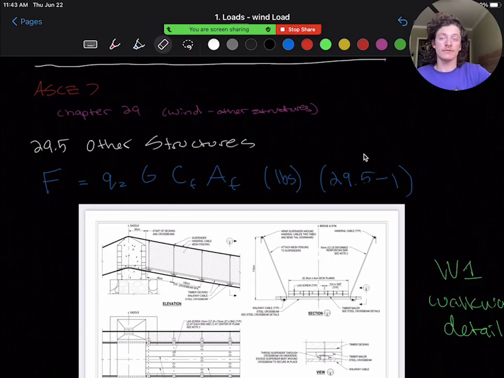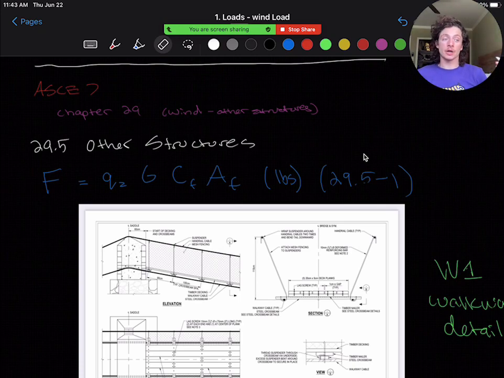In order to arrive at similar numbers as Helvetas above, we can dig into these assumptions and do a more in-depth analysis with ASCE 7, Chapter 29 for other structures. We'll use the W1 walkway detail as an example because this has the most surface area for wind pressure to develop. Now, first, we'll start at the top level.